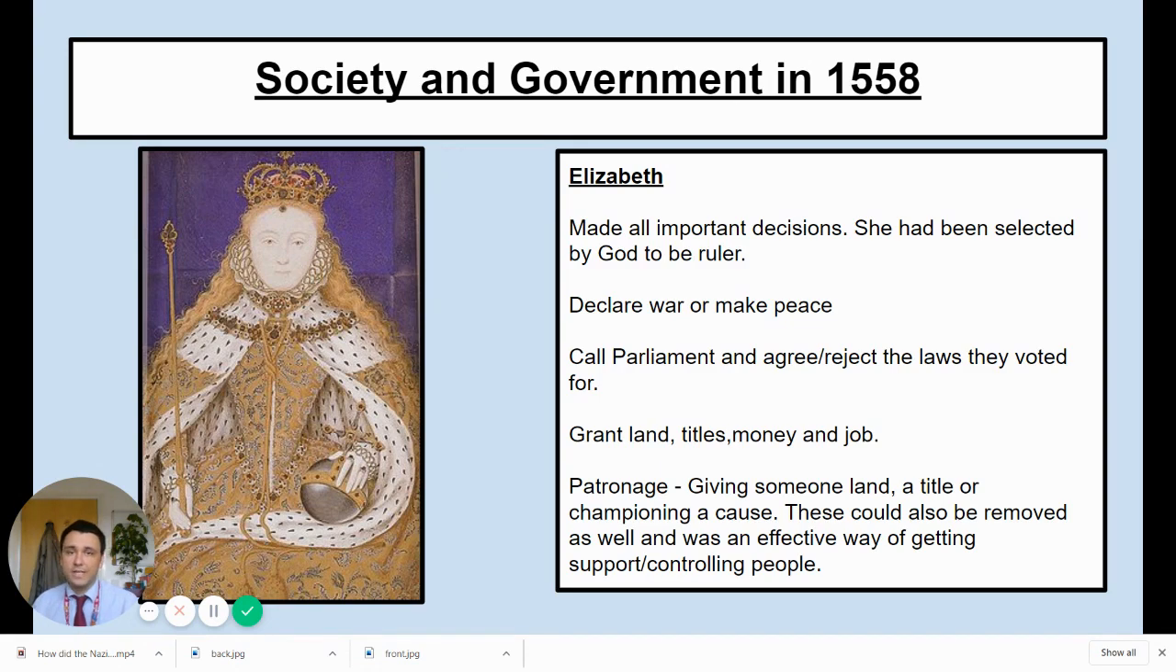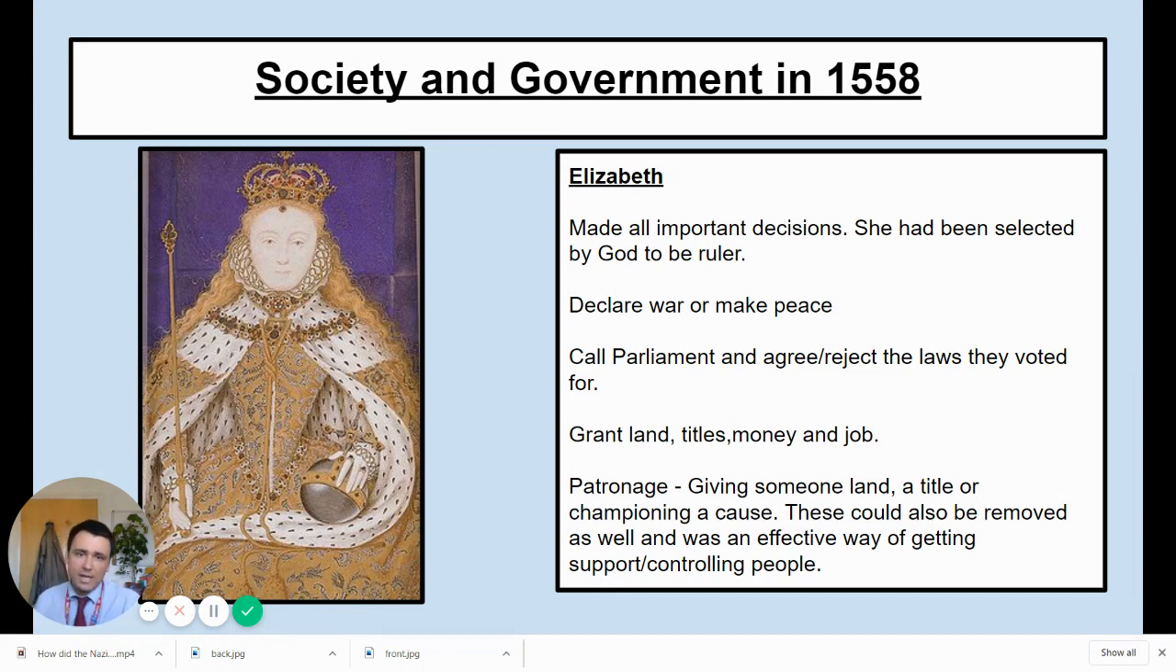And finally, we've got Elizabeth herself. So the monarch makes all important decisions. And the reason for that was because monarchs at the time believed they'd been selected by God to be ruler. The idea was that there's 2-3 million people in England at this time, let's say. And out of all of those people, the monarch had been picked. This is because it was God's choice. The monarch was the right person to lead. The monarch was the person who would make the right decisions. And this later became known as divine right of kings or queens.